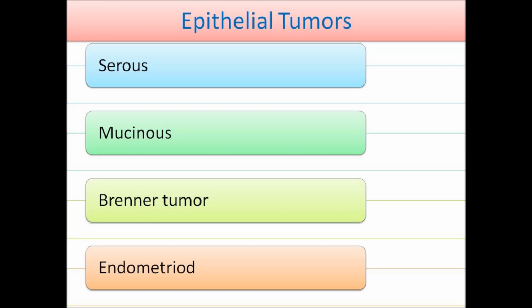We have an additional type which is called the Brenner tumor. The most common types are the serous and the mucinous tumors. These are actually a proliferation of the cells present in the ovary, whereas the Brenner tumor and endometrioid tumors are actually a metaplasia, in which the normal epithelium of the ovary changes into another type which will undergo a neoplastic transformation. So, the epithelial tumors, we have serous, mucinous, Brenner, and endometrioid tumors.